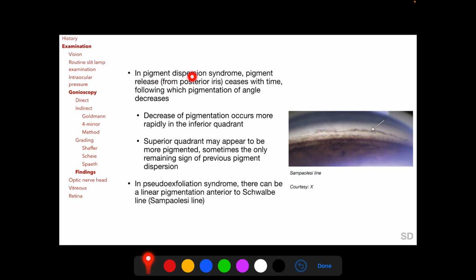In pigment dispersion syndrome, pigment release from the posterior iris ultimately ceases over time, following which pigmentation of the angle actually decreases, and the decrease of pigmentation occurs more rapidly in the inferior quadrant of the angle. And so at this stage, the superior quadrant may actually appear to be more pigmented, unlike what is found normally, and sometimes this more pigmented superior quadrant may be the only remaining sign of previous pigment dispersion. In pseudoexfoliation syndrome, there can be a linear pigmentation anterior to the Schwalbe's line, called the Sampaolesi's line.